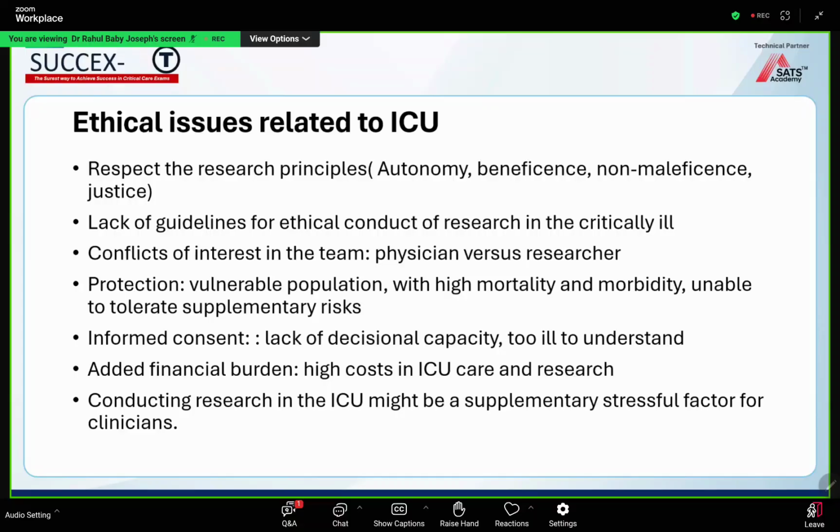So any intervention that is going to increase the mortality, they are not going to be able to tolerate it. It is also difficult to obtain consent because of lack of decisional capacity, or they are too ill to understand. And it is an added financial burden, and also it can be a supplementary stress factor for the clinician.